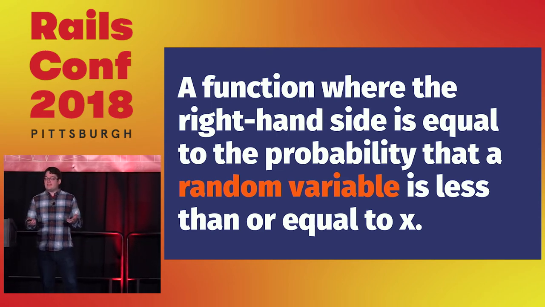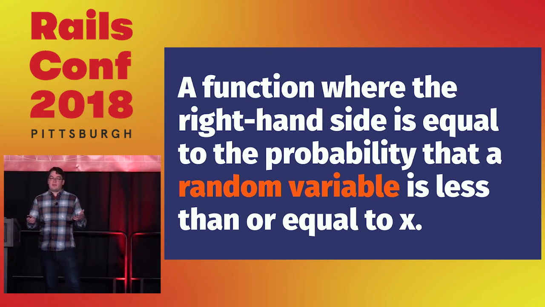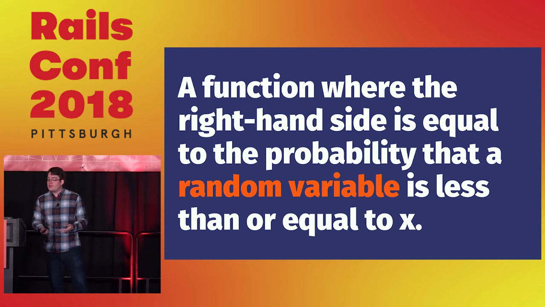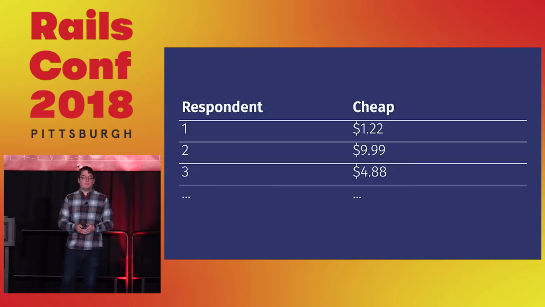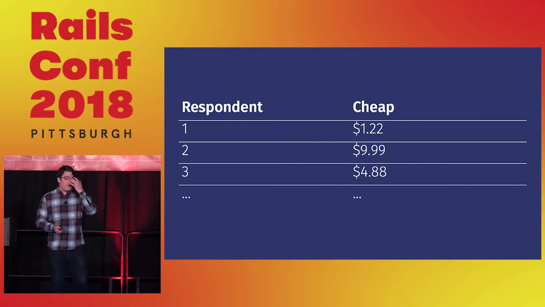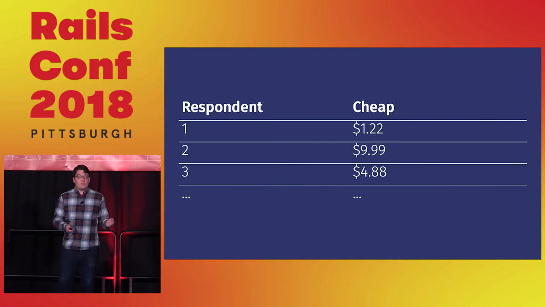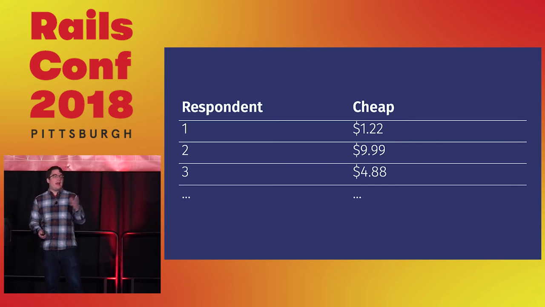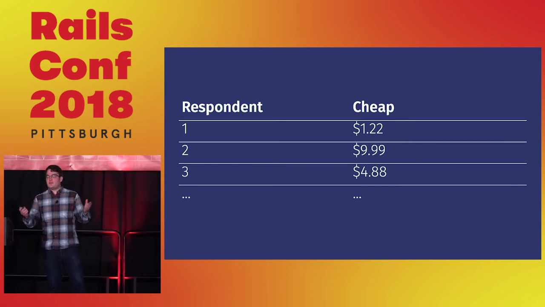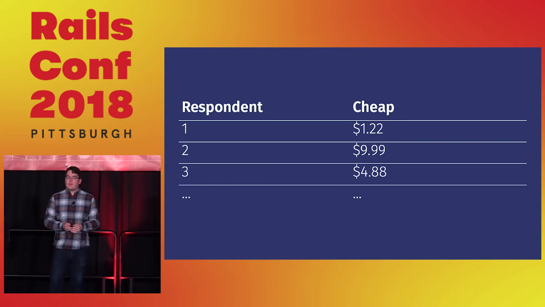The random variable in this case is the observations that you picked up from asking people the four questions, like the people's preference on what cheap is for them. Respondent one might have said that cheap is $1.22. Respondent 2 might have said $9.99. Respondent 3 might have said $4.88. This is your random variable. It's sampled from some distribution of the actual cheap curve in the universe for your product. That's all it means when it says it's a random variable.